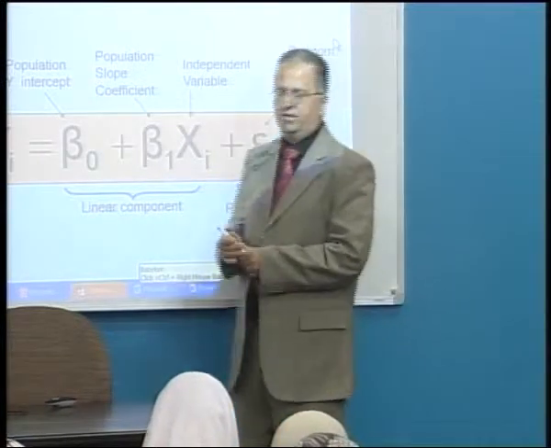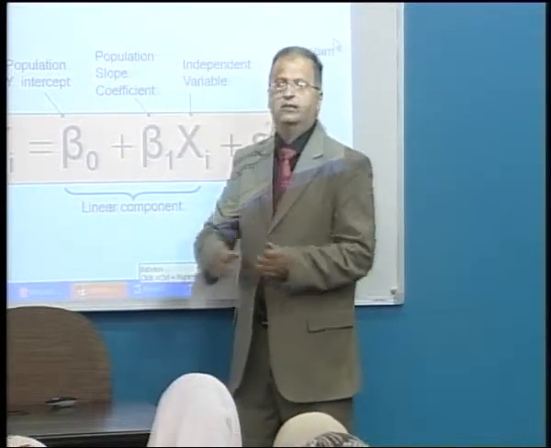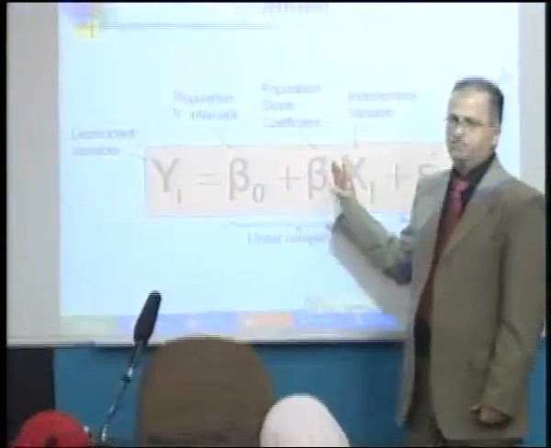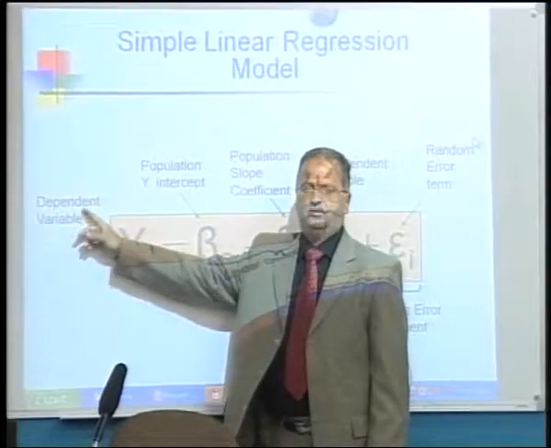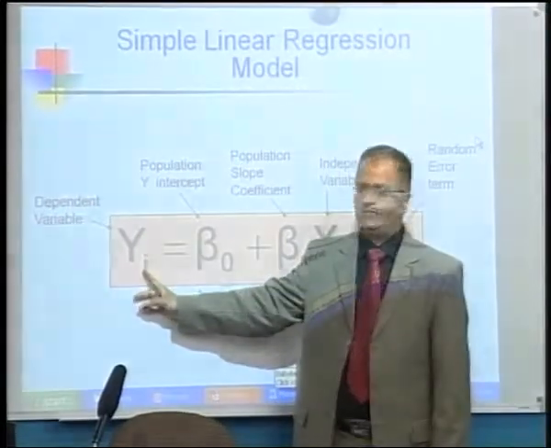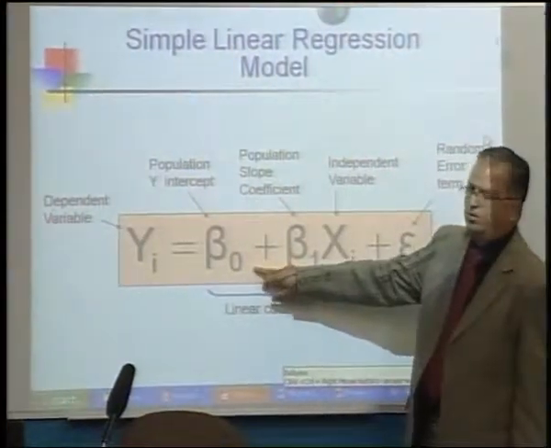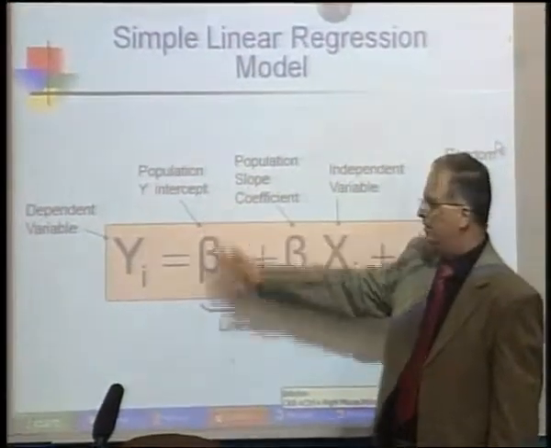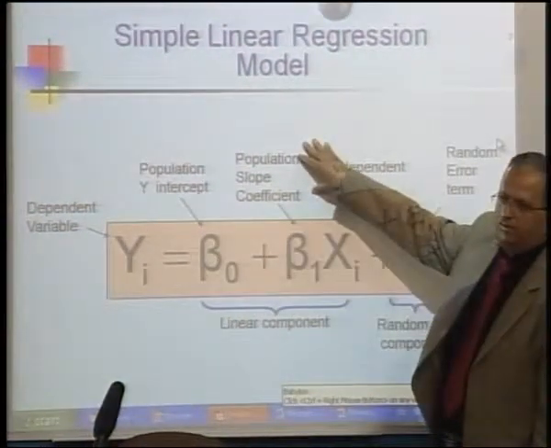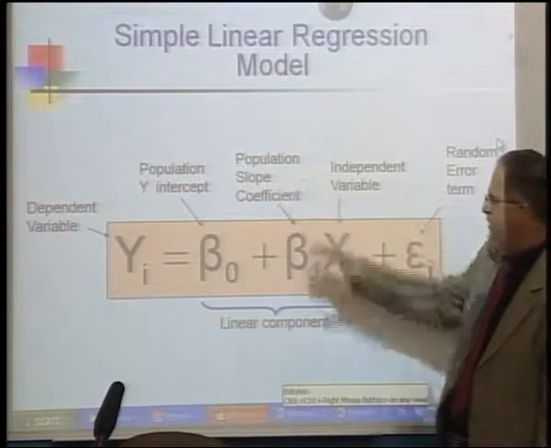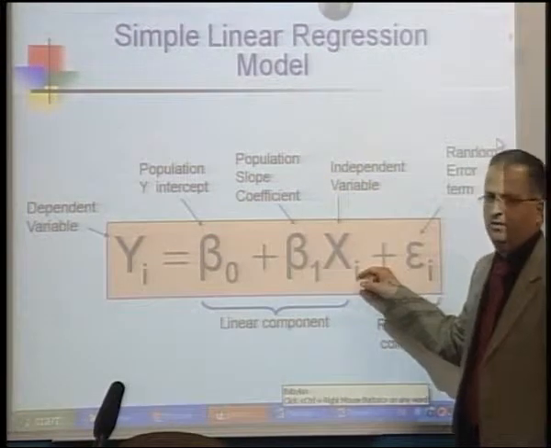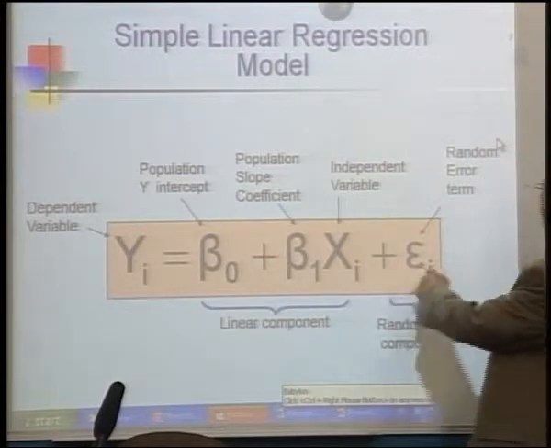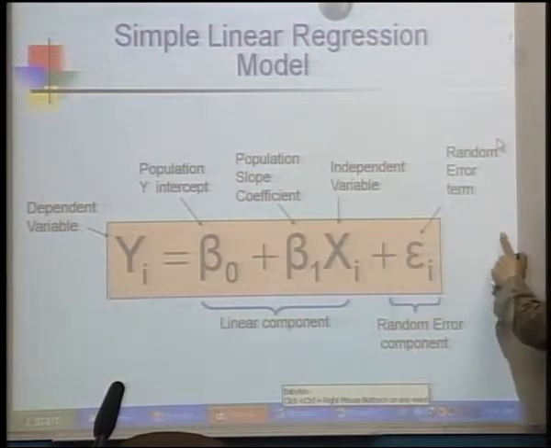In general, the regression equation is given by this equation. Y represents the dependent variable for each observation i. Beta 0 is called the population y-intercept. Beta 1 is the population slope coefficient. Xi is the independent variable for each observation i. Epsilon i is the random error term.